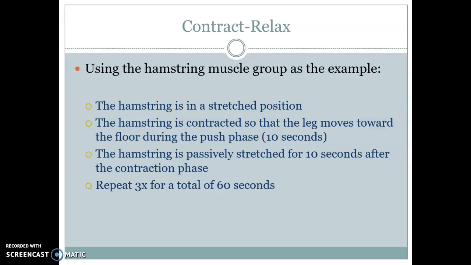So first we're going to have our patient laying on their back with the hamstring being stretched over their head by the practitioner, usually the physical therapist or athletic trainer. The patient is going to contract the hamstring, so they're pushing their leg toward the floor during the push phase, and that's for 10 seconds. So they are pushing against the resistance of the athletic trainer. And then they will relax their hamstring, and we will passively stretch it back over their head for 10 seconds. So this is going to be repeated 3 times for a total of 60 seconds.